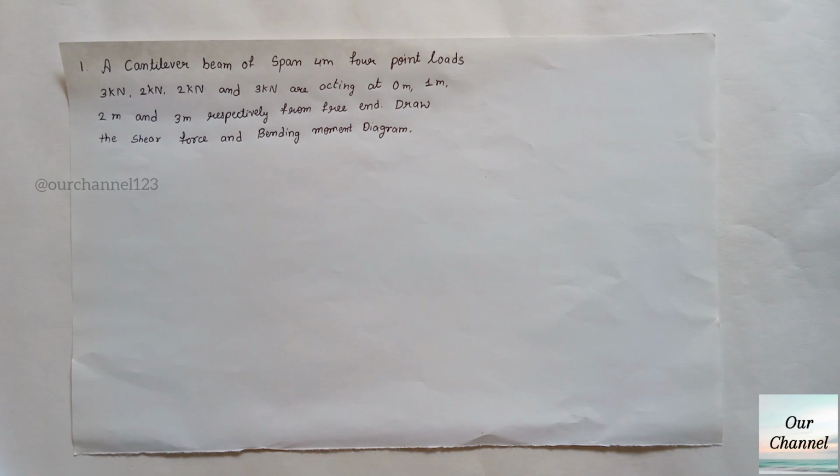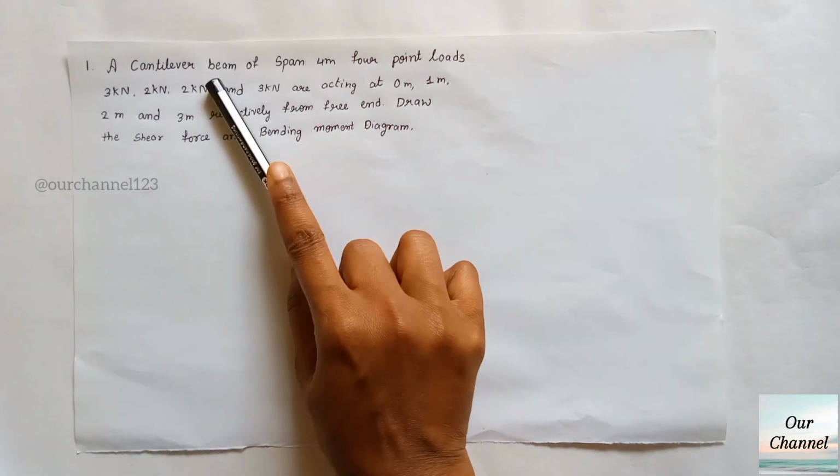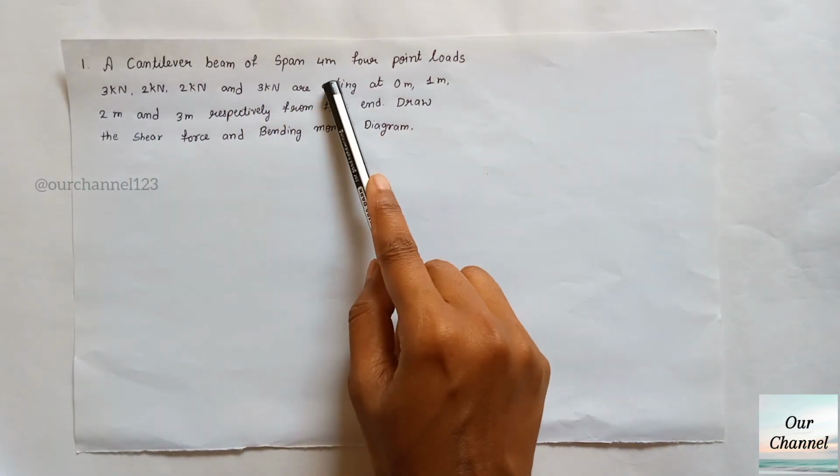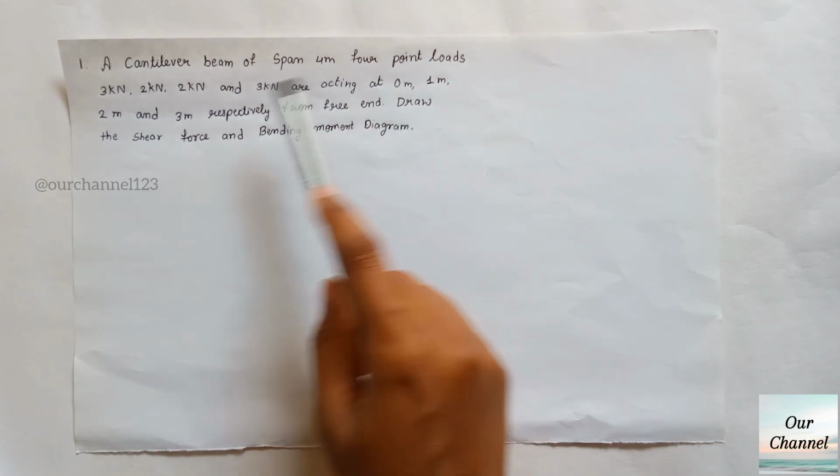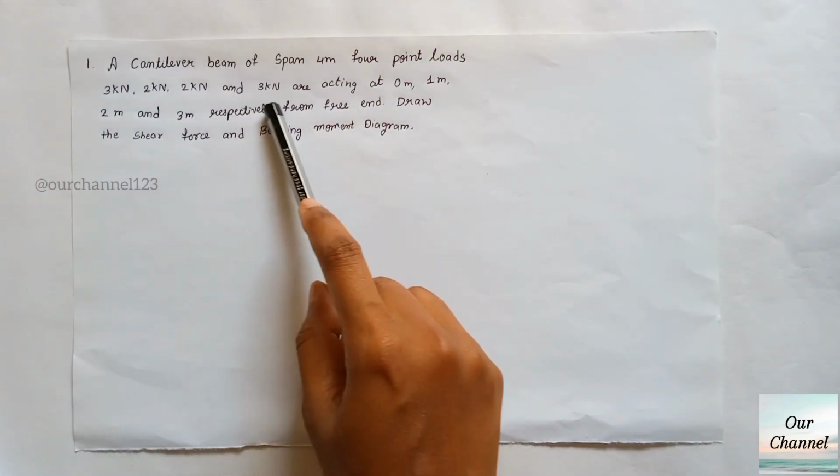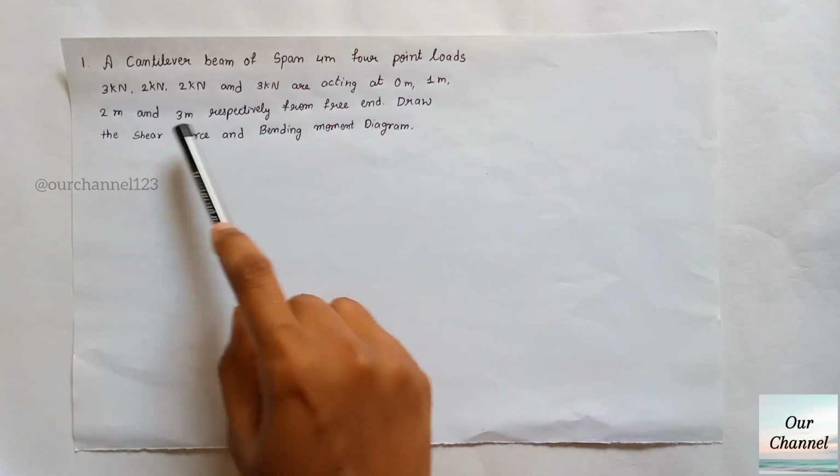Today we are going to learn how to draw the shear force diagram and bending moment diagram for the given cantilever beam. Here 4 point loads are acting on the beam and their distance is given from the free end.